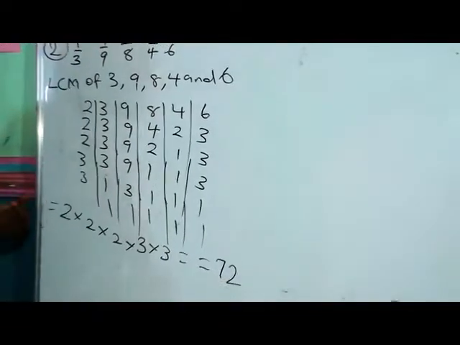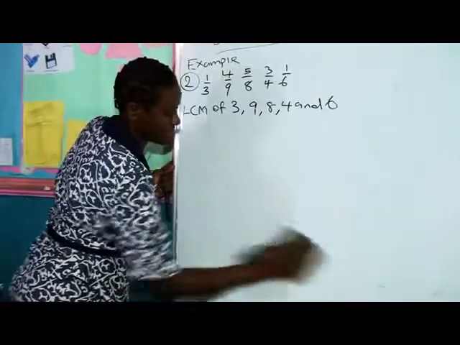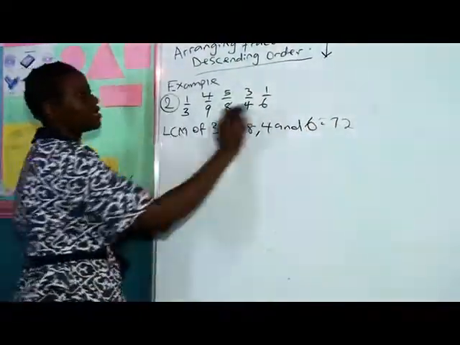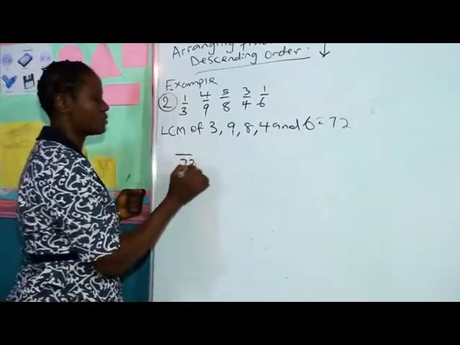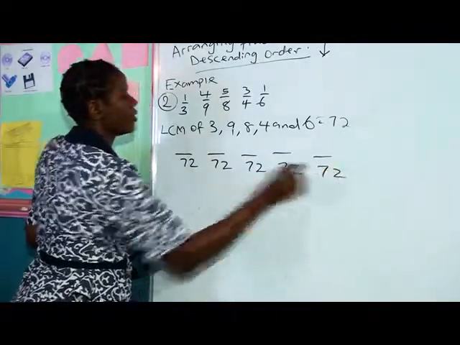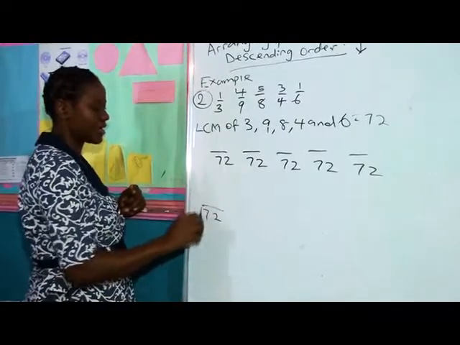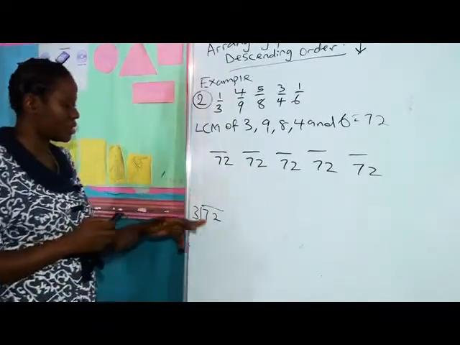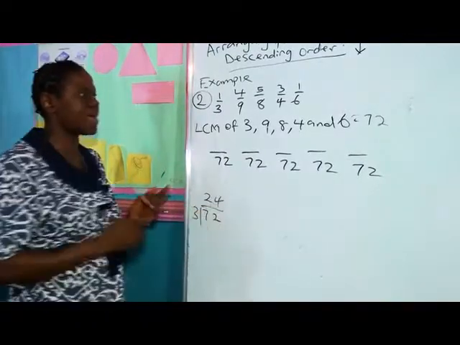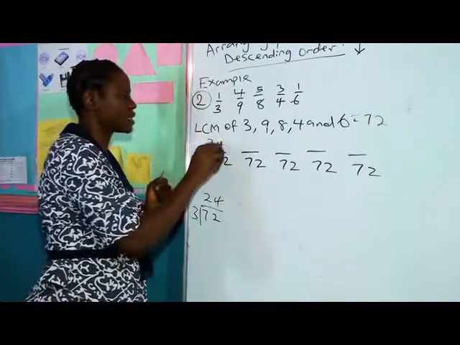So the denominator will now be 72. We have to come back and change all of this to 72. How many 3s can I find in 72? 2, remain 1, 4. So I have 24. 24 times 1 is 24.